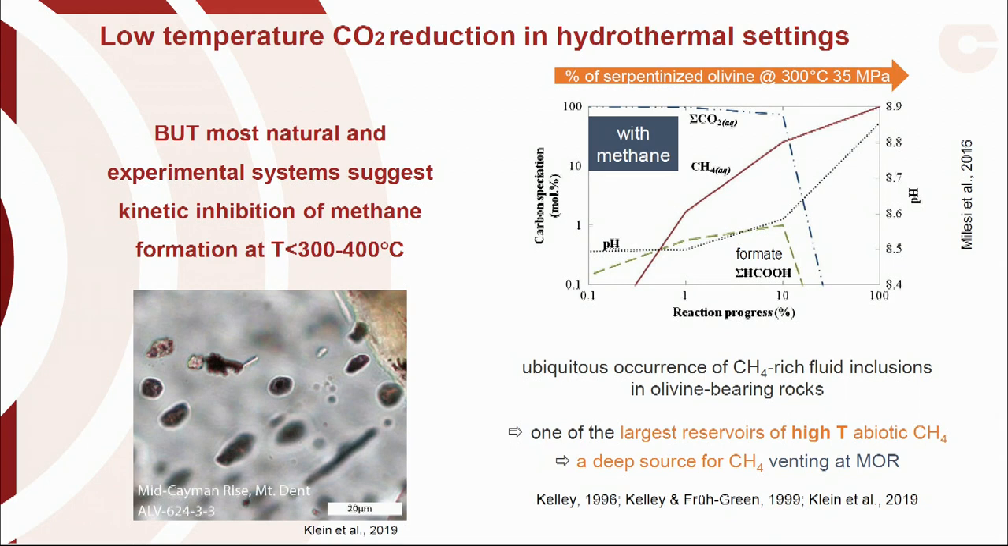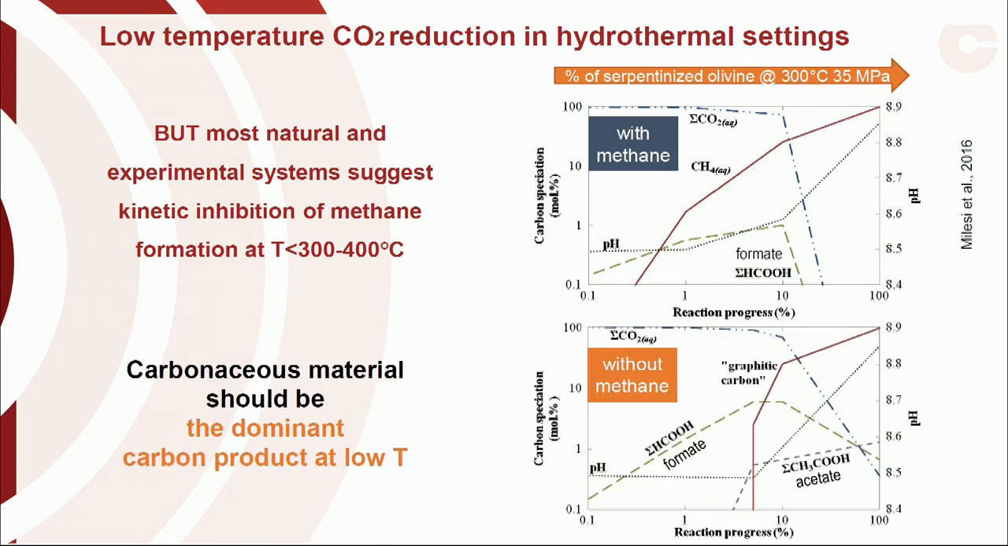So what can be the products of the reducing power of serpentinization at lower temperatures? If you run, as Vincent did, a similar calculation by preventing methane from forming during serpentinization, then what you can see is that you have a little bit more organic acids, formates and acetates, but at one point the main product is what Vincent called graphitic carbon, but we can call it more largely carbonaceous matter. But this should be the dominant product at low temperature. So do we have proof for that in nature?